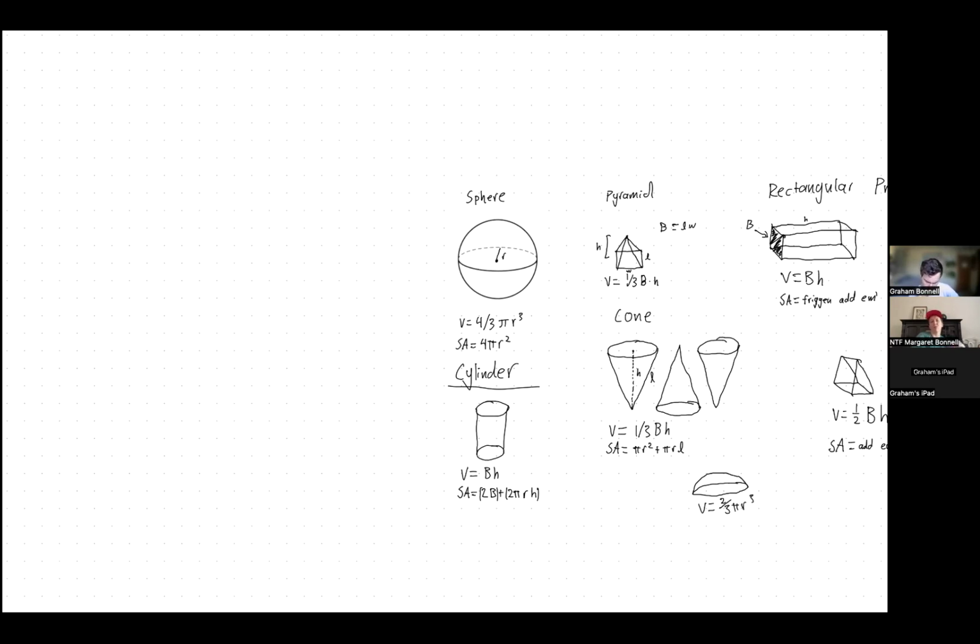And now let's see if I can pull off what was the volume of a sphere? Graham, it's written on the whiteboard. No, I don't see it. Oh, sphere. Yeah, 4/3. Oh, yeah. Divide by 2. Yeah. Beautiful. Cool.